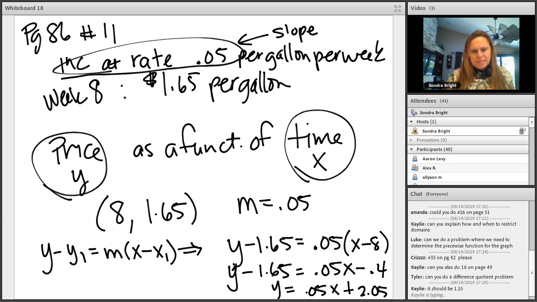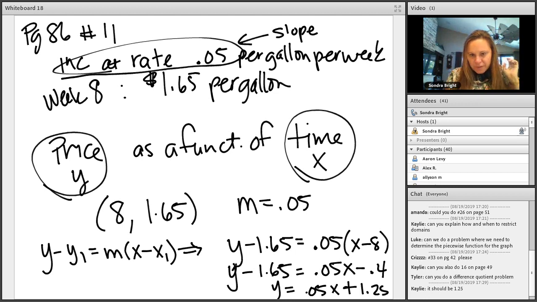No, I must have made a mistake. No, not. Sorry, because I can't add obviously. We're doing negative 0.4 plus 1.65, which is 1.25.